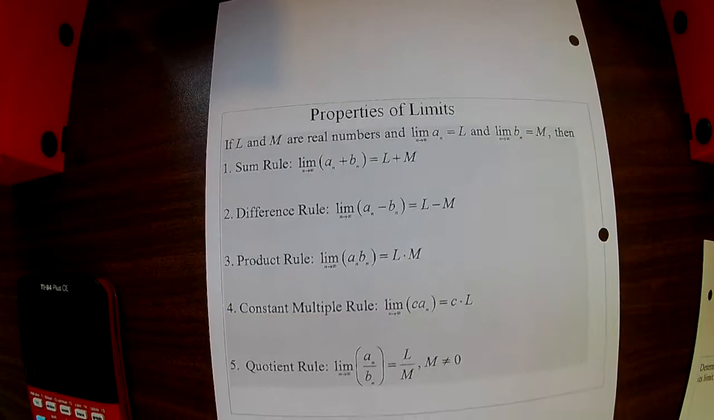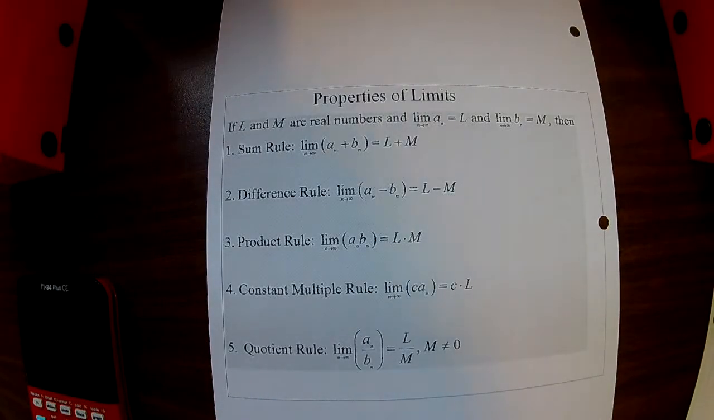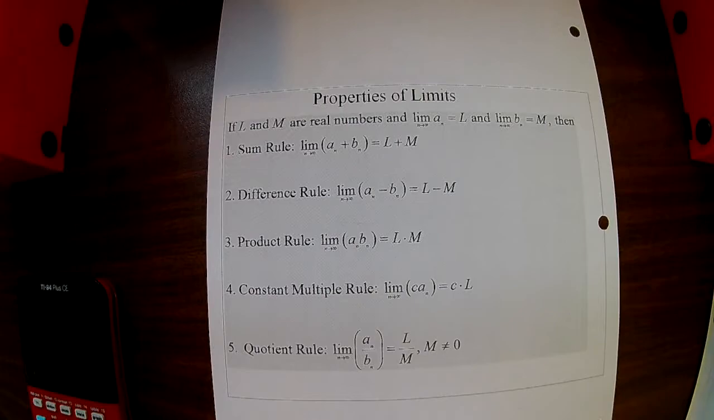Properties of limits. If L and M are real numbers and the limit as n approaches infinity of a sub n is equal to L, and the limit as n approaches infinity of b sub n is equal to M, then we have the sum rule, difference rule, product rule, constant multiple rule, and quotient rule. They're all the limit rules that we had in chapter 2. Pause, write that down if you need to.